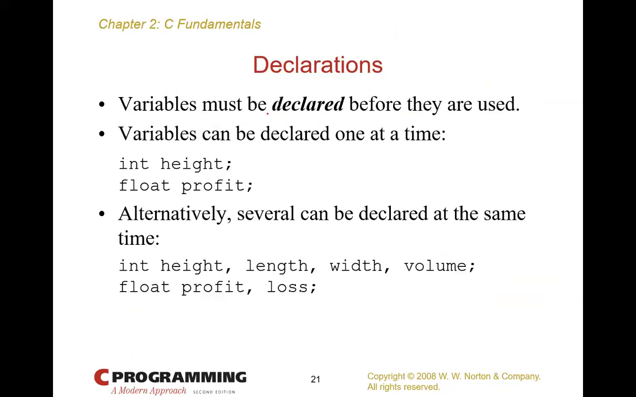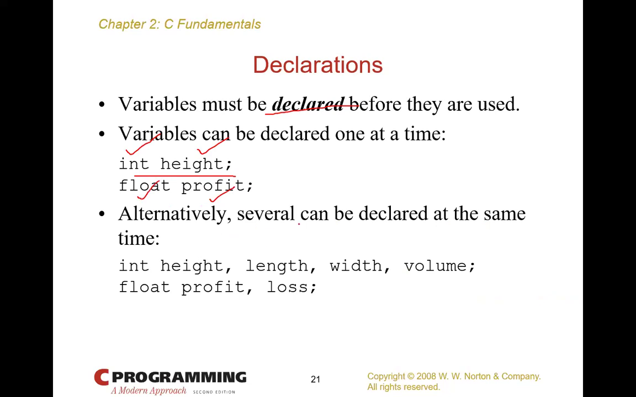Now, variables must be declared before they are used. This is important. And how do we declare a variable? This is it. So this is the variable name, and this is the variable type. The variable name is height, and it's of type integer. The variable name is profit, and it's of type float.